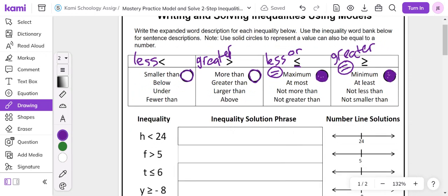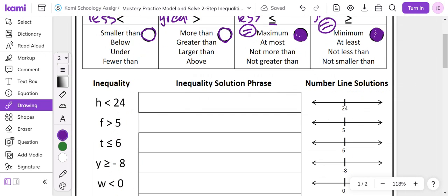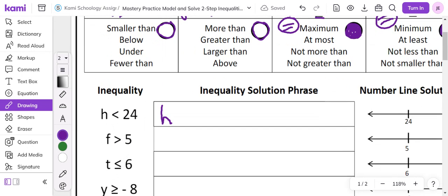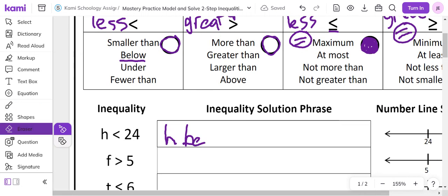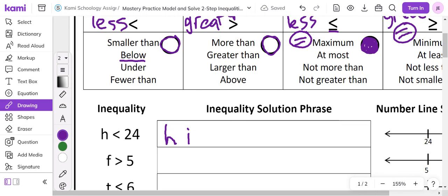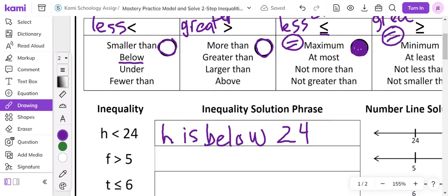So down below, we're just going to write a few phrases, inequality. So this one's saying H is less than, and we can pick different words up above, and we could just pick the first one, below. H is whatever number it is, H is below 24. So every number that is below 24 would meet this inequality comparison.